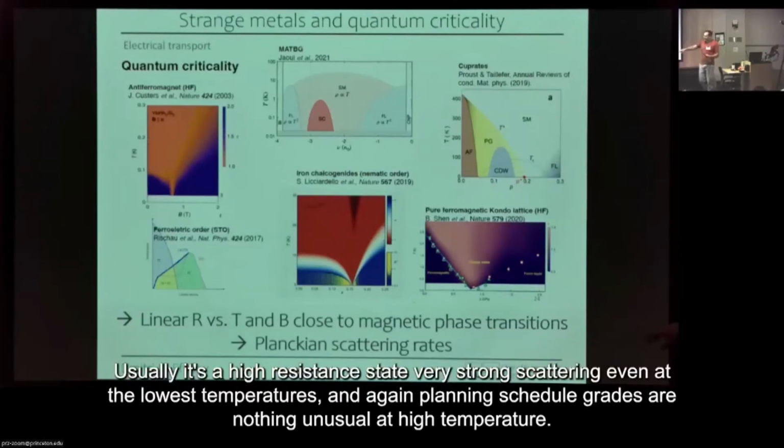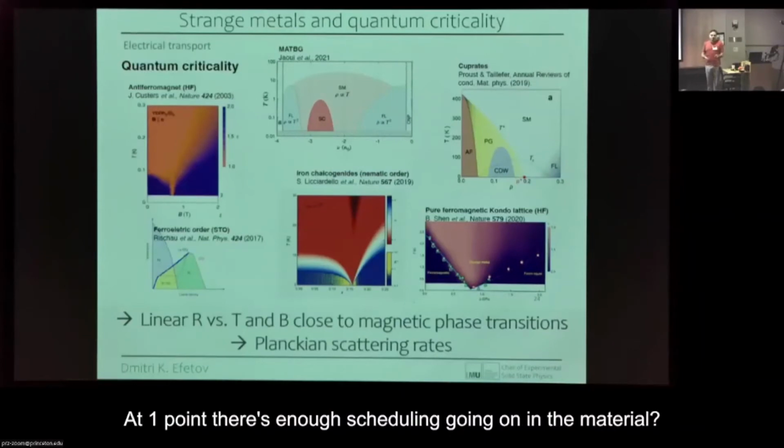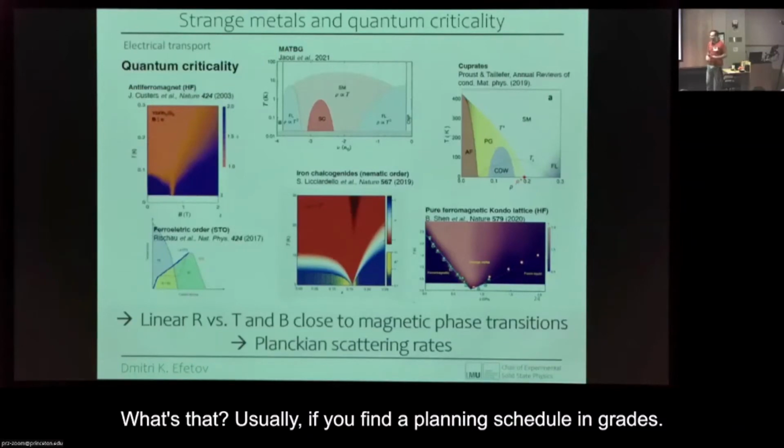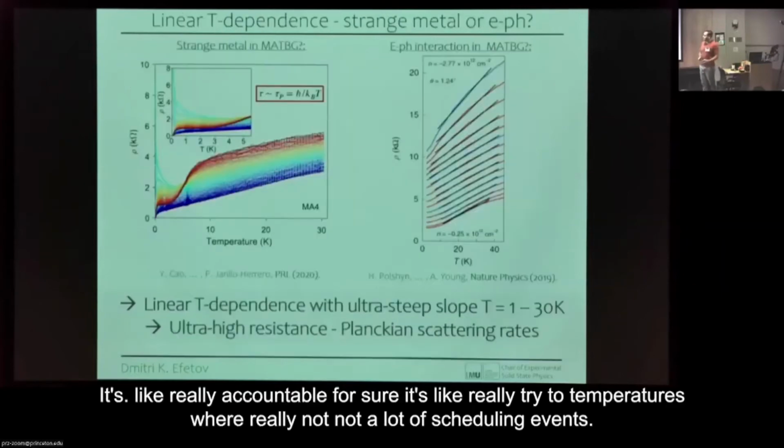And Planckian scattering rates are nothing unusual at high temperatures. If you heat up any metal to high enough temperatures, you will always hit the Planckian limit. At one point, there's enough scattering going on in the material. What's unusual is if you find Planckian scattering rates at millikelvin temperatures. It's really cryogenic temperatures, where not a lot of scattering events should be happening.